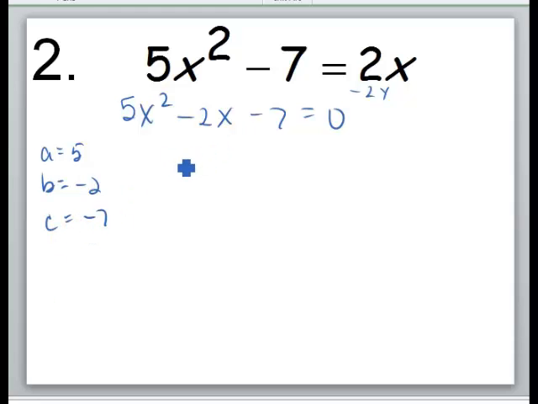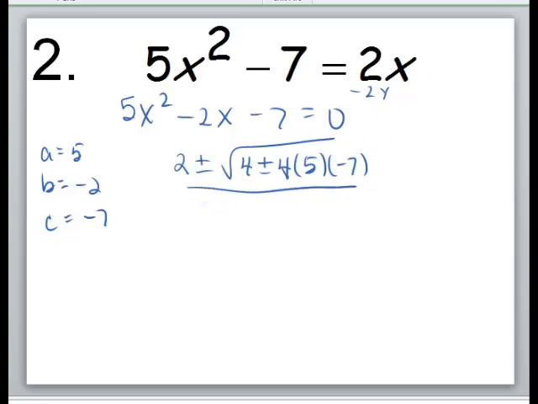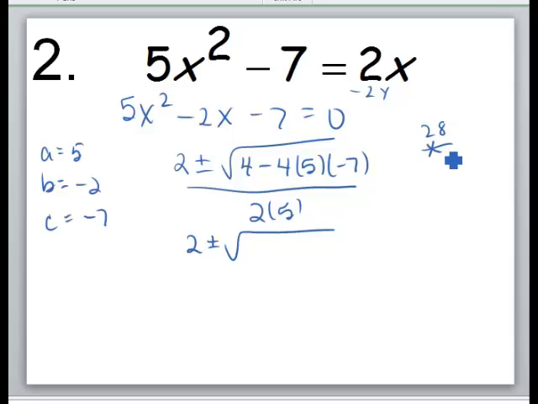So when I plug it in the formula, negative b, I have 2 plus or minus the square root of b squared, which would be 4. Negative 2 times negative 2 is positive 4, plus or minus 4 times a times c all over, oh, I made a mistake here. I'm so sorry. Let me just back up here. I've got b squared, which would be negative 2 times negative 2, minus 4 times a times c, all over 2 times a. This gives me 2 plus or minus... this would be 28 times 5, which would be 140.